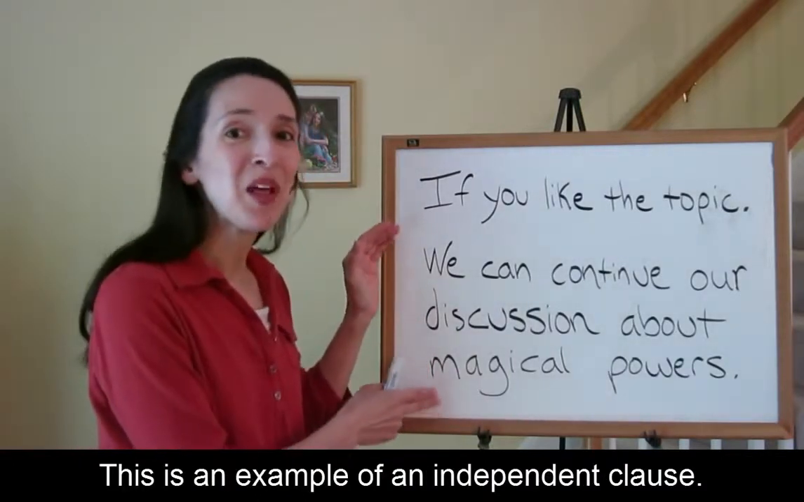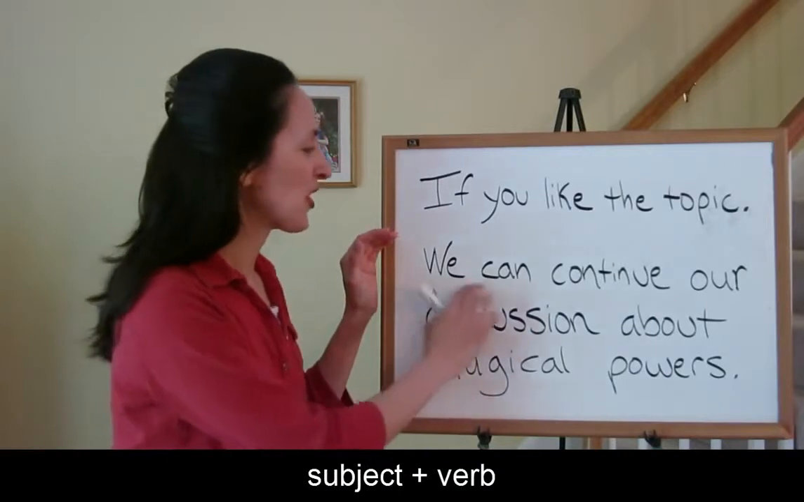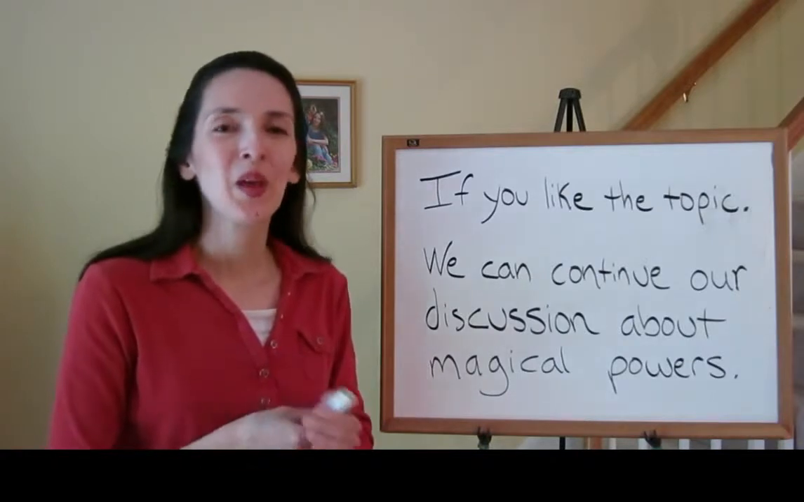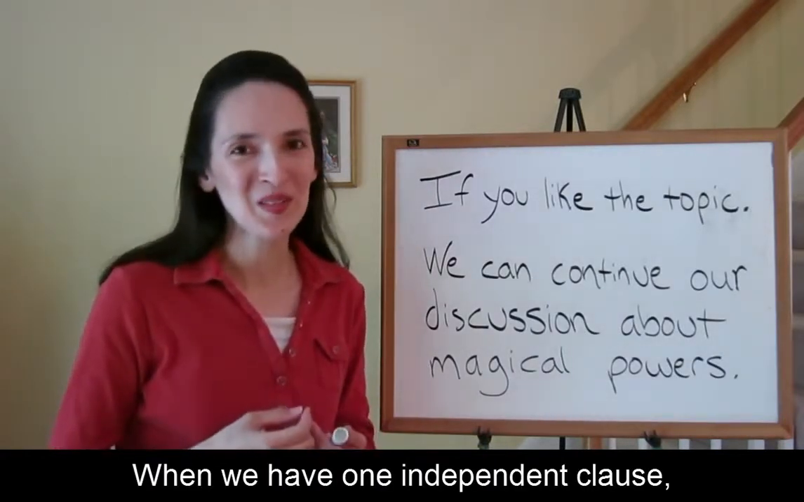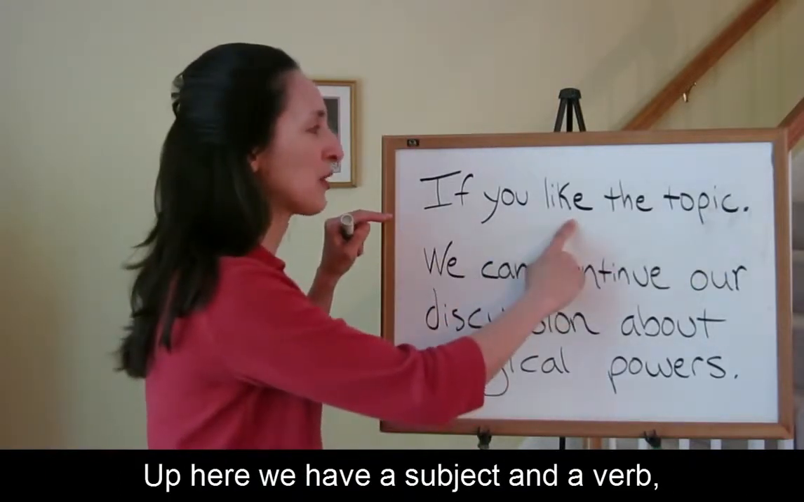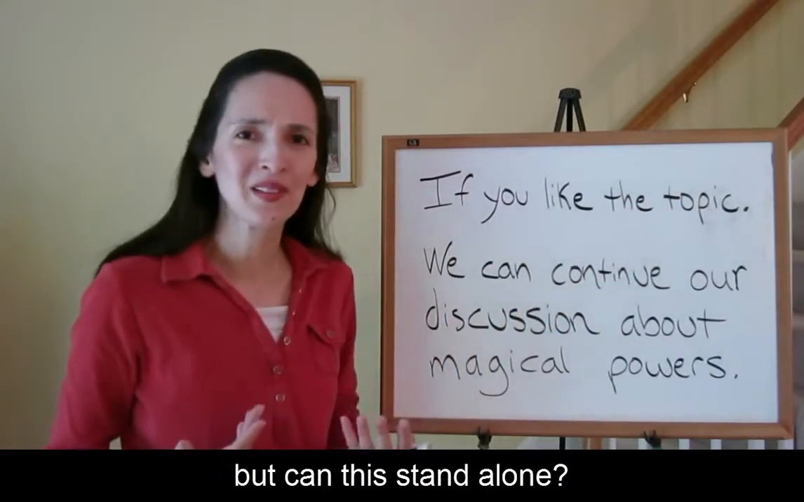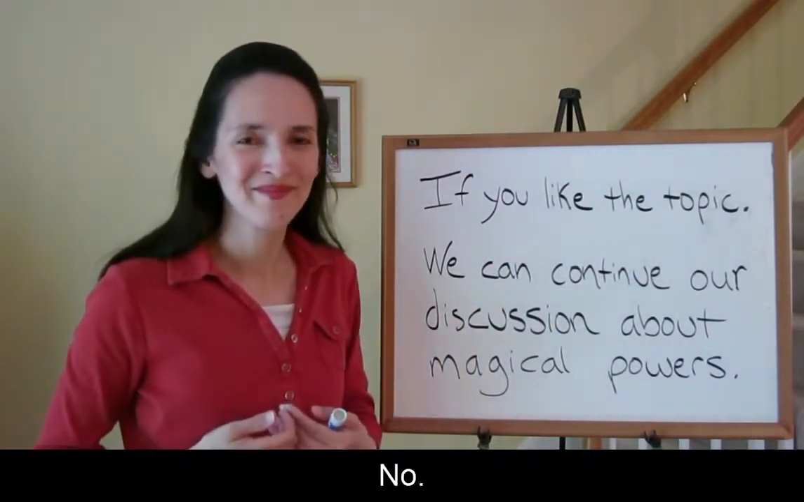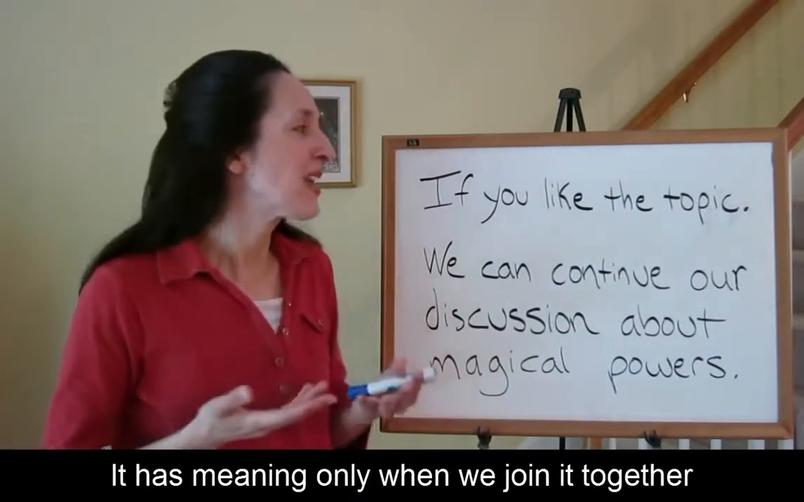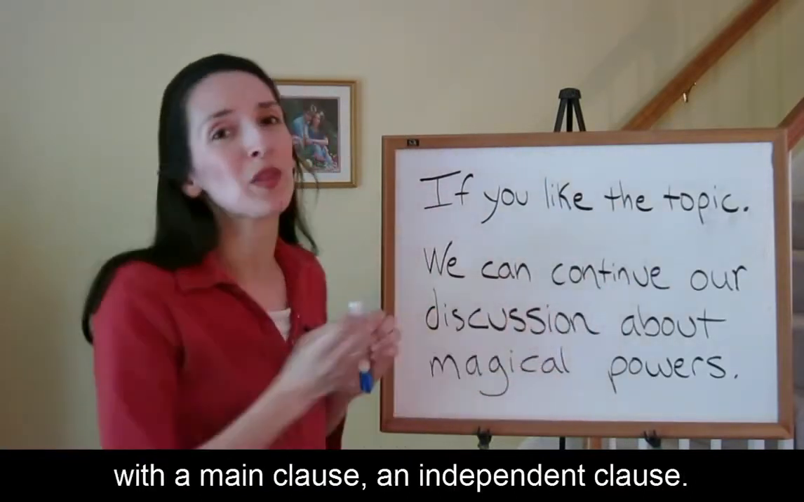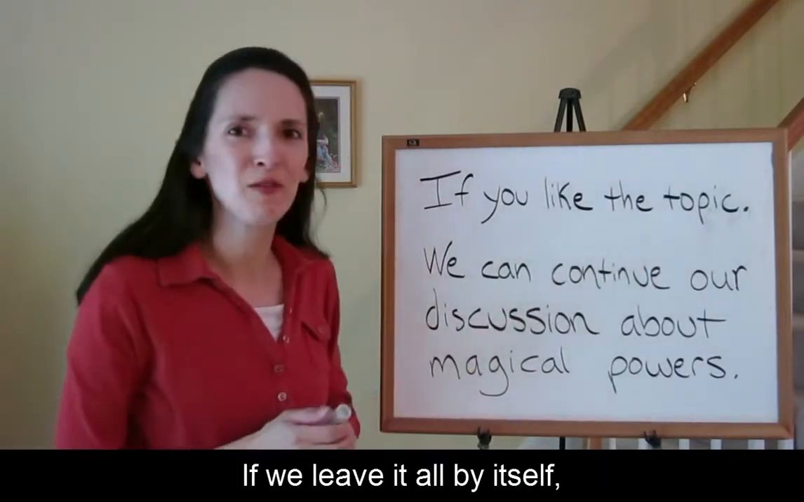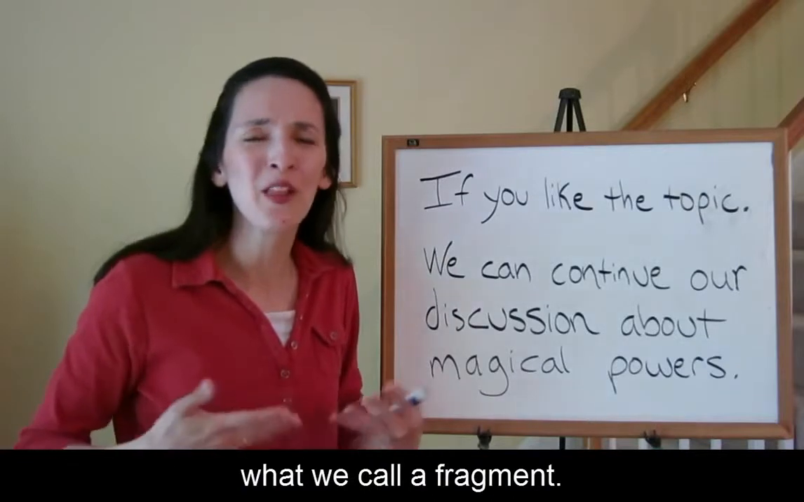This is an example of an independent clause. Subject, verb. We can continue our discussion about magical powers. When we have one independent clause, we have a simple sentence. Up here, we have a subject and a verb, but can this stand alone? Does it have meaning all by itself? No. This is an example of a dependent clause. It has meaning only when we join it together with a main clause, an independent clause. If we leave it all by itself, it's an incomplete sentence, what we call a fragment.